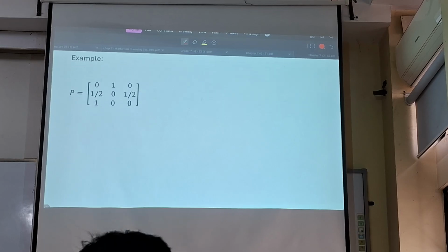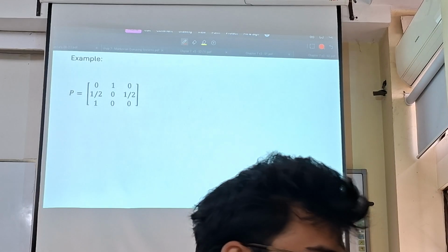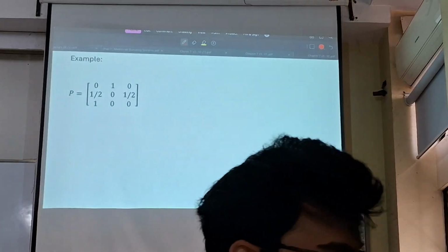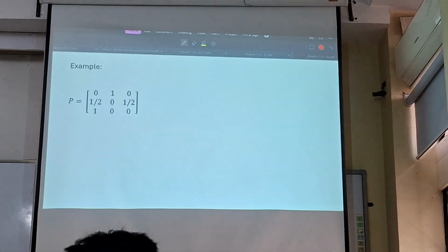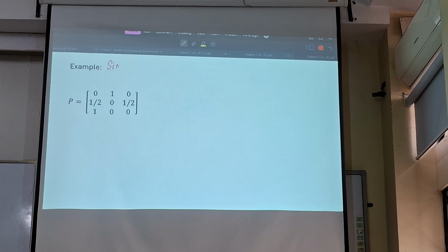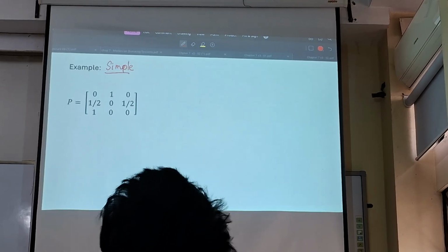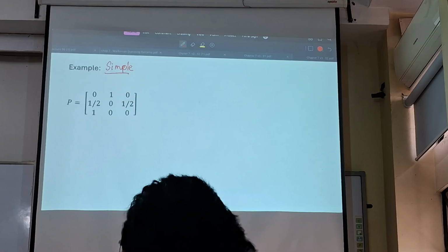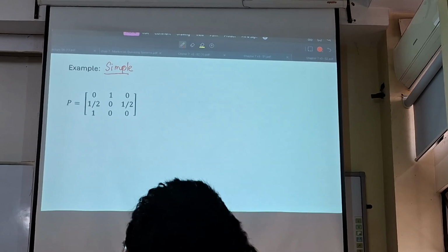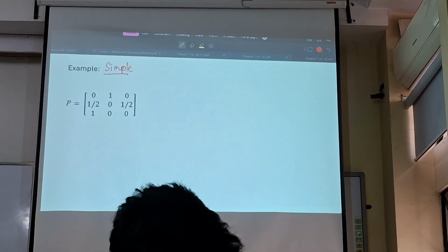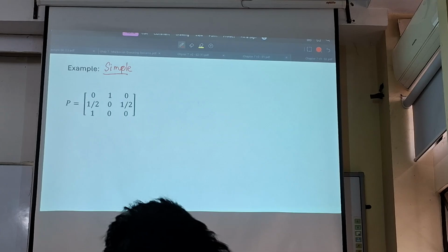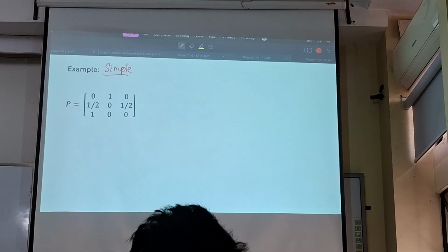Now we will see an example, and this example will finish this class. The example is a very simple one. ChatGPT was asked to give a simple example, and it produced this one. I think when I ask for a complex one, it will be different.